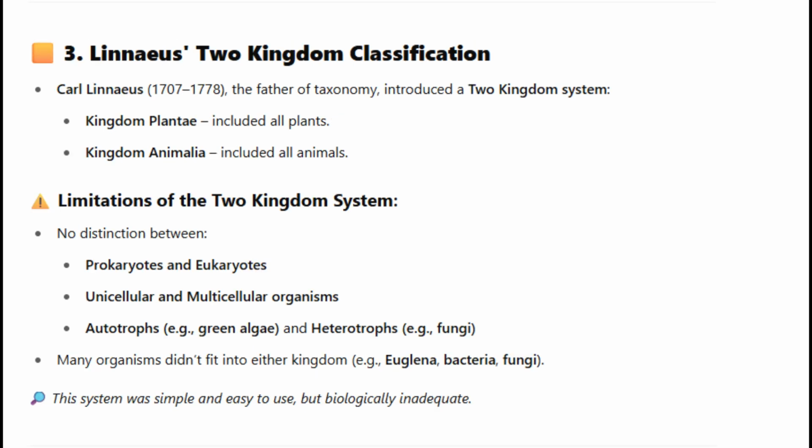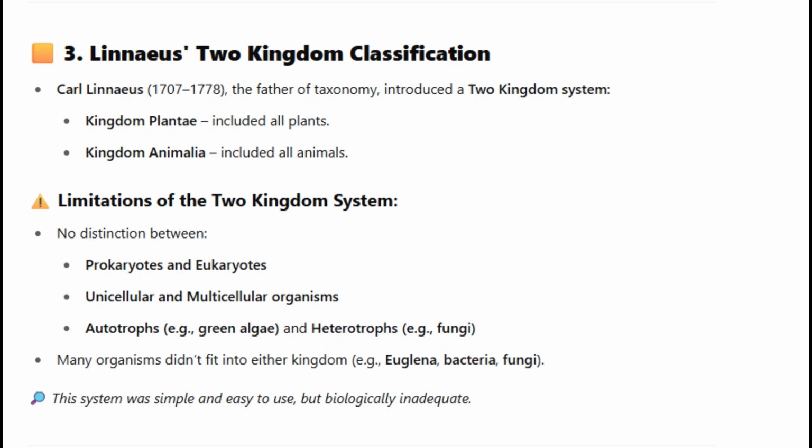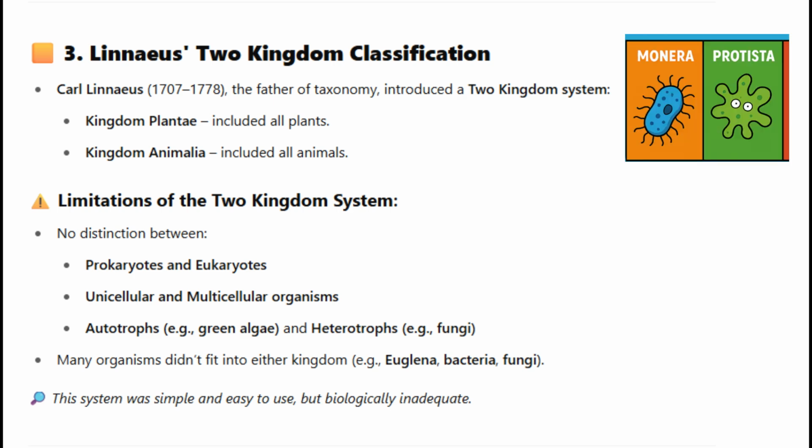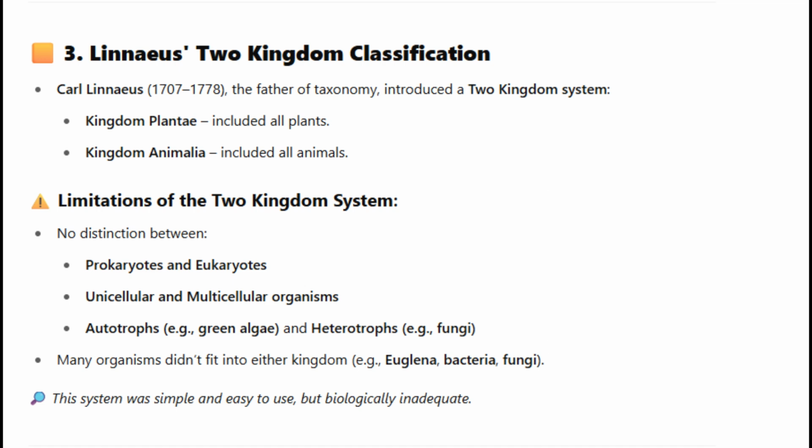Then came Carl Linnaeus, the father of modern taxonomy, in the 18th century. He introduced a two-kingdom system. Everything was either Plantae or Animalia. But this system had problems. There was no separation between simple and complex cells. No distinction between one-celled organisms and multicellular ones. And what about Euglena? It behaves like both plant and animal. This system couldn't explain it all.